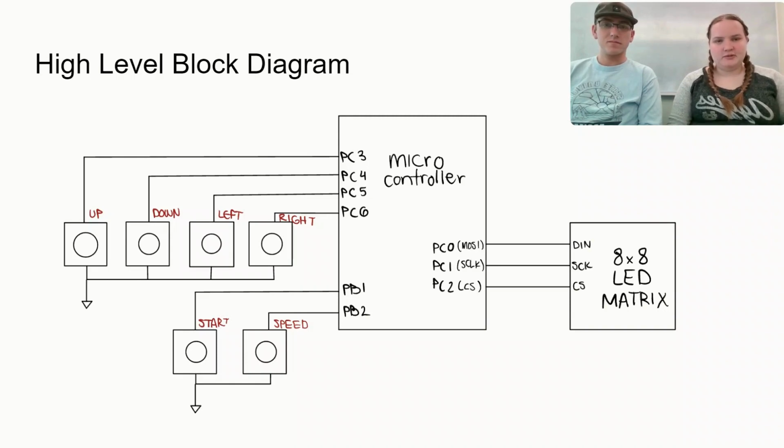On one side, you will see that we have 6 buttons. These control the inputs from the user for the game. These buttons are active low. They are configured with internal pull-up resistors in the microcontroller as inputs. And then on the other side, we have our 8x8 LED matrix. This connects with the microcontroller using SPI.